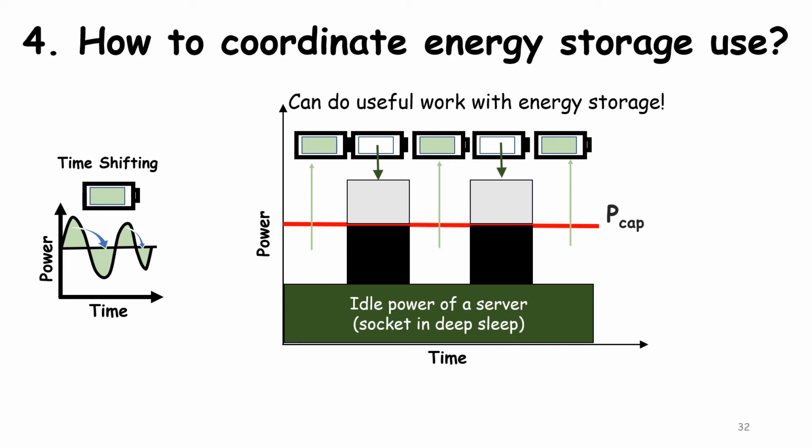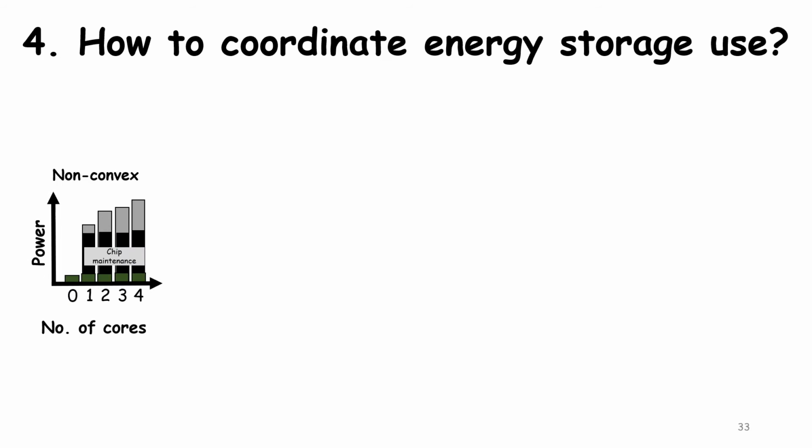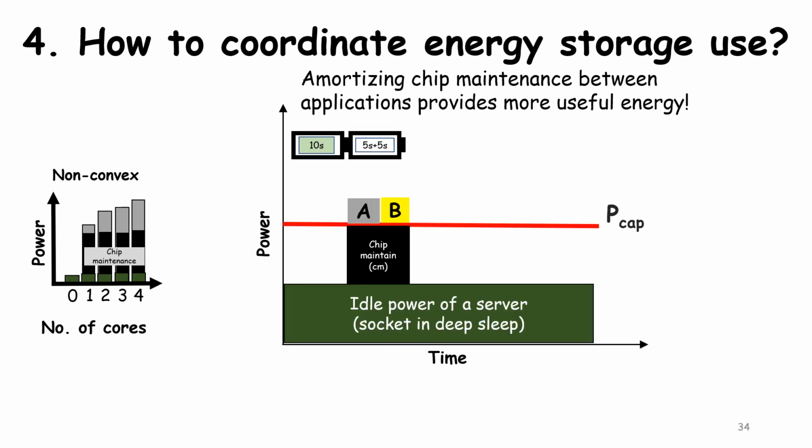Once the battery is charged, we can use the battery discharge to boost available supply to exceed the power cap and perform useful work. More importantly, we can coordinate power use between applications to overcome the non-convexity problem when using energy storage. For example, let us consider that app A and app B need two cores each to run. We can charge the battery for 10 seconds. Assuming that it's an ideal battery, this will provide us a discharge time of 10 seconds. If we run app A and app B one by one, each of the applications will get 5 seconds each.